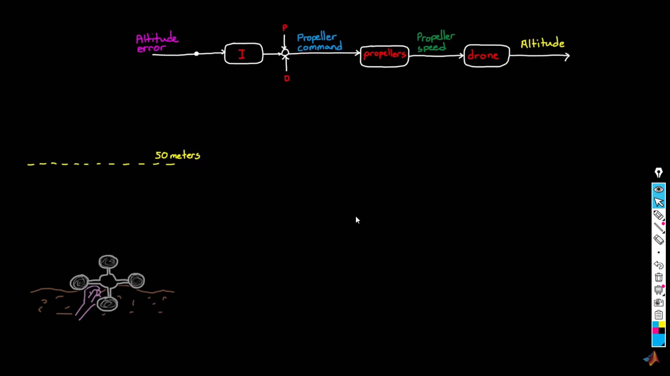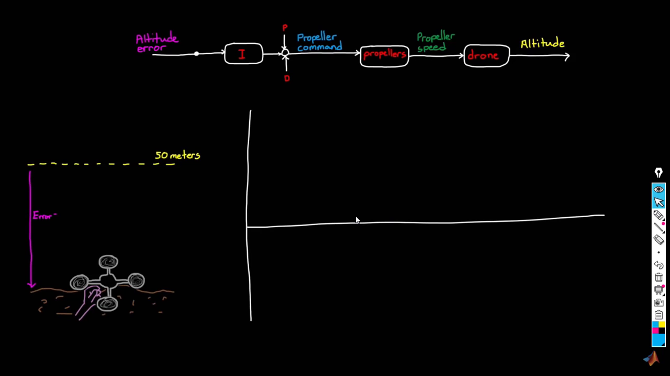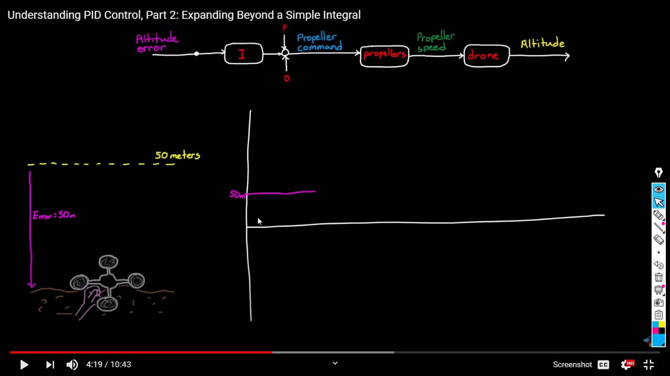Or maybe this was a test of a construction drone that attempted to lift something heavier than it can handle. Either way, there is a constant error of 50 meters in the control loop, and this will enter the integral. With time, because I'm holding it, the x-axis is the time, and this purple curve is my error. During that time where I'm holding my drone, the error is staying at 50 meters.